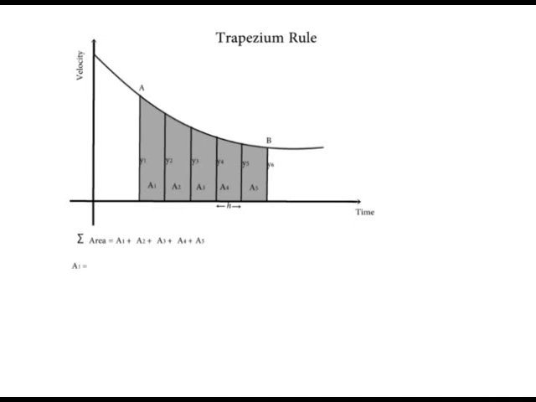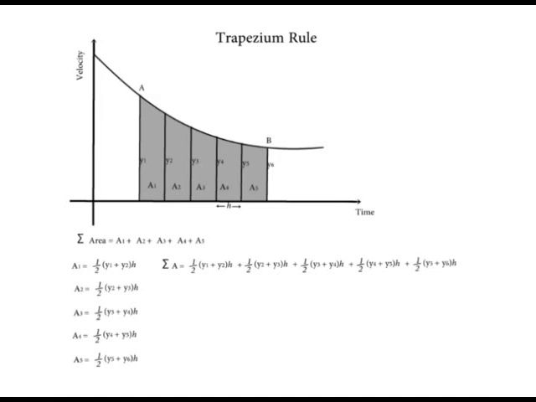Area 1, a half into y1 plus y2, the ordinates, times h. Area 2, a half into y2 plus y3 times h. Area 3, a half times y3 plus y4 times h. Area 4, a half into y4 plus y5 times h. And area 5, a half into y5 plus y6 times h. Total area is the sum of all of them, a1 plus a2 plus a3 plus a4 plus a5.